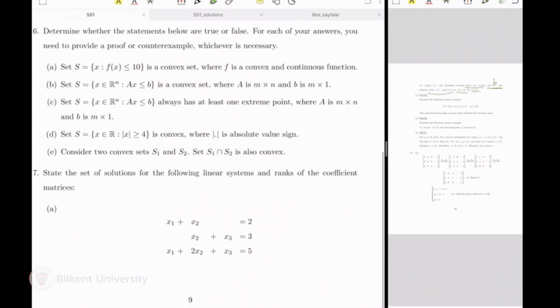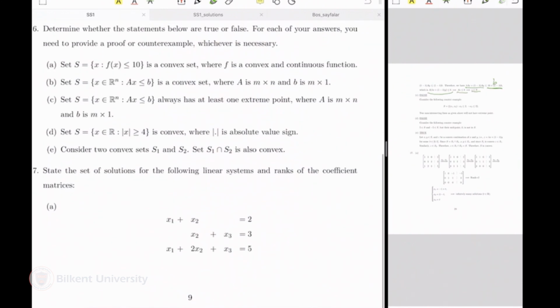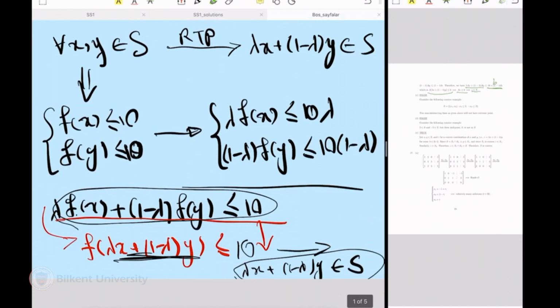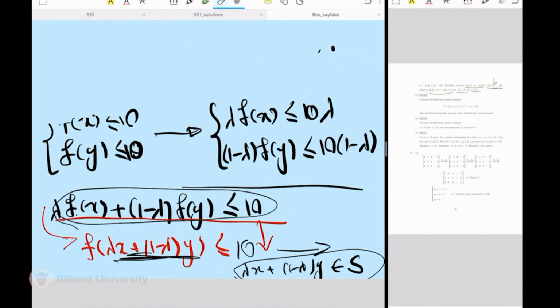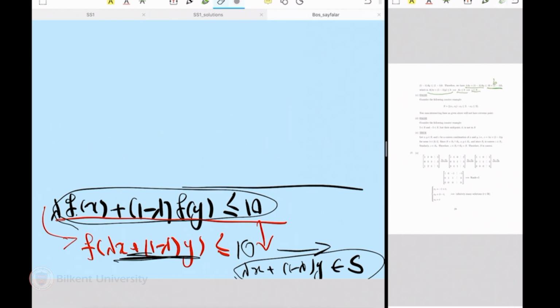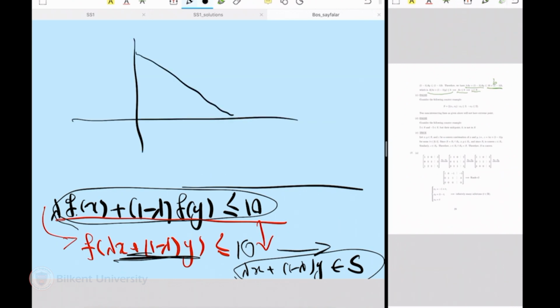Part C is saying that S, with the same definition as the previous question, always has at least one extreme point. So for example, imagine if it's two-dimensional, we are dealing with what we call polyhedrons, which is a convex set. These polyhedrons have some extreme points. So the question is saying that all the possible Ax less than or equal to b sets have at least one extreme point.